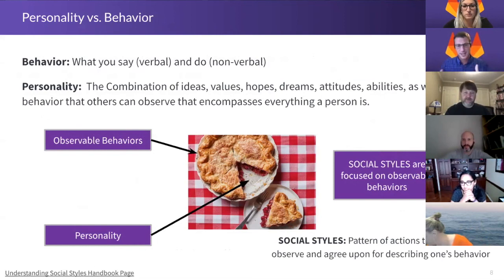Now on the outside of the pie is the crust, and that's what you can see. Consider that your observable behaviors. That's kind of how others maybe perceive you, how you come across, how you interact with people and settings. And deep down, that filling is your personality. So kind of who you are as a person to your core.